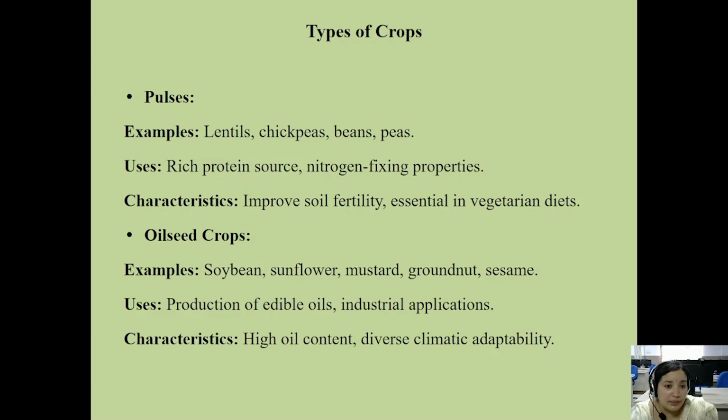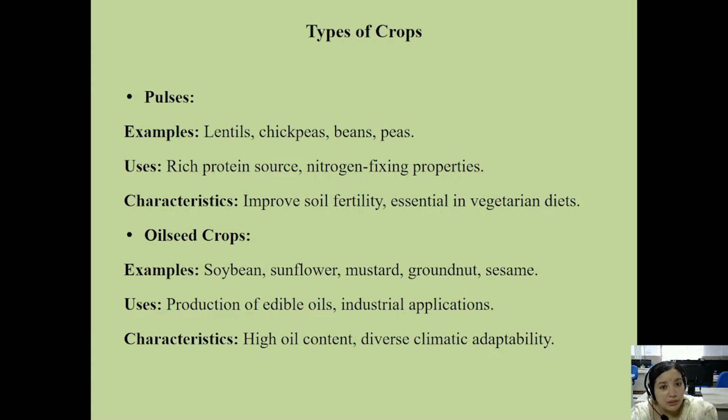And the uses of pulses: they are rich in protein, and have nitrogen fixing properties. Lentils have these properties, chickpeas have these properties, beans, peas have these properties, and they are very rich in protein. And the characteristics: it improves soil fertility and is essential in vegetarian diets. That is the characteristic of pulses, that it improves fertility of soil.